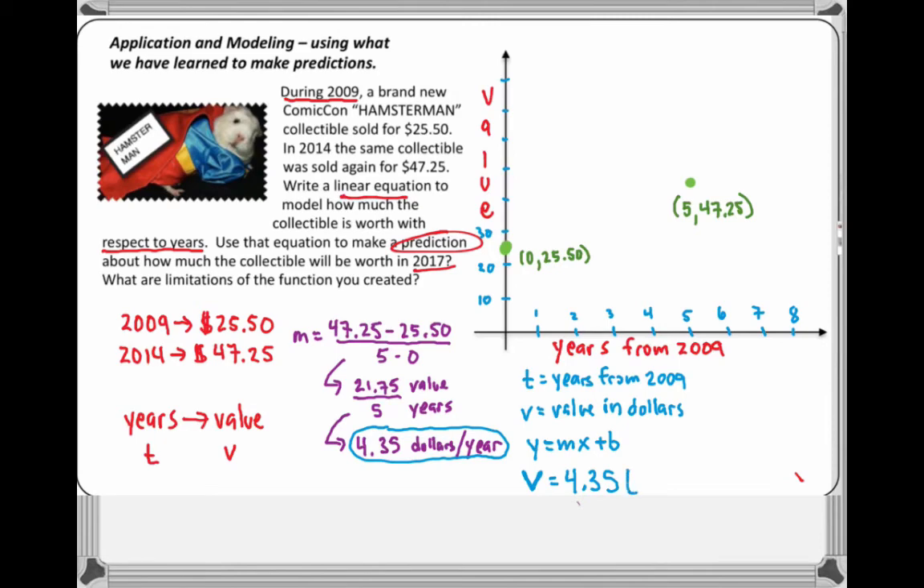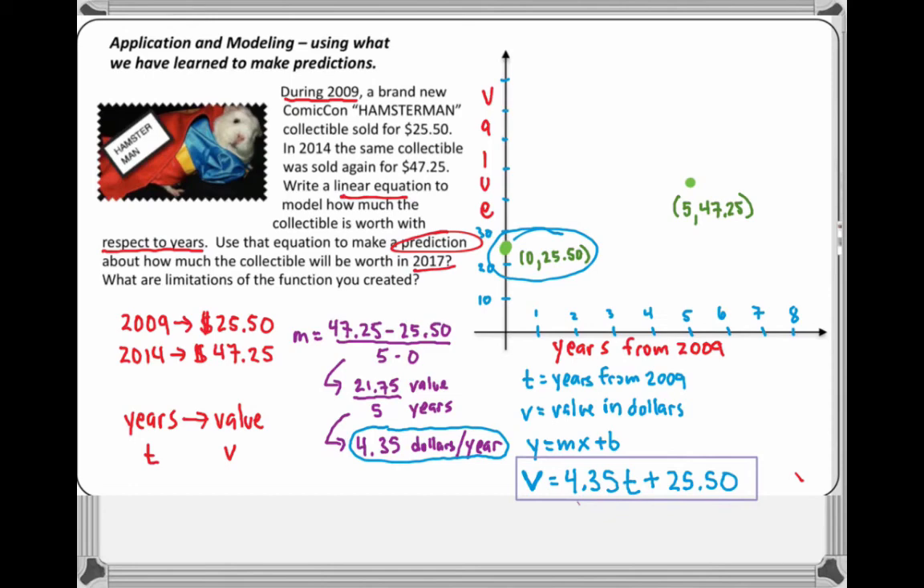$4.35 times t, the input value from 2009, plus, and what's kind of neat about this problem is that we know the y-intercept already because it was given. That's the way that we lined it up. So the y-intercept is going to be the starting amount of how much this thing was, which is going to be 2550. So this is going to be the linear function that is going to help us make predictions about the hamster man statue as time goes on.